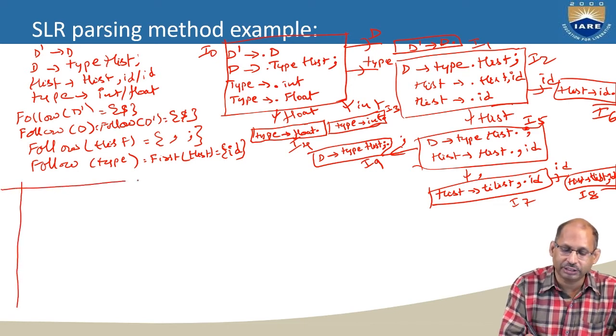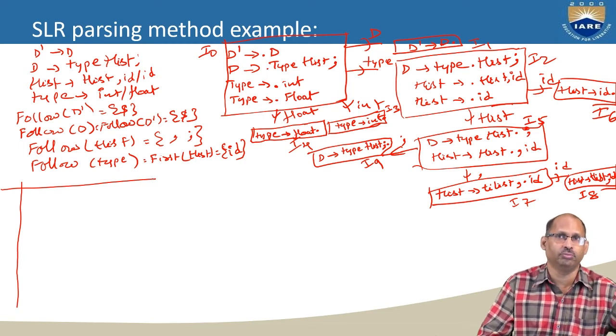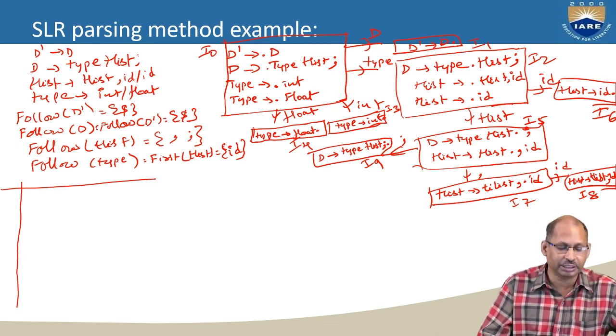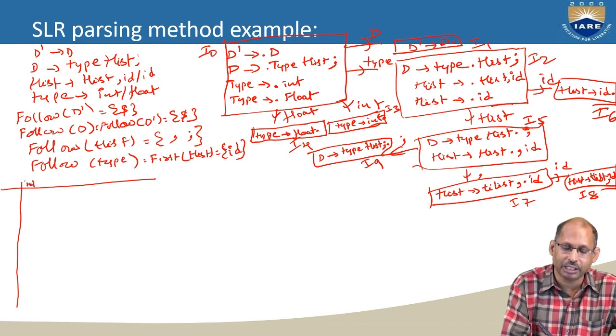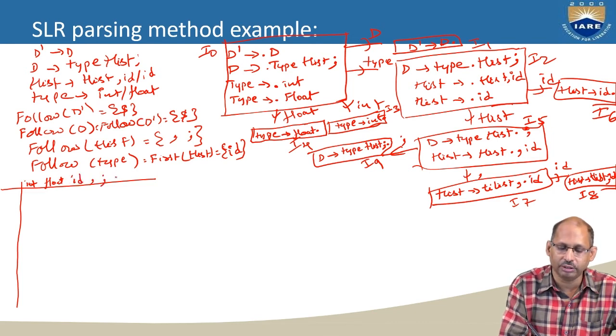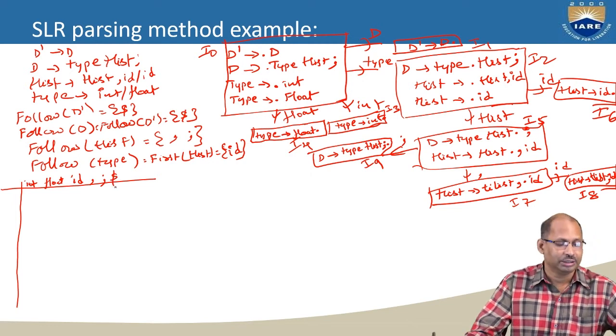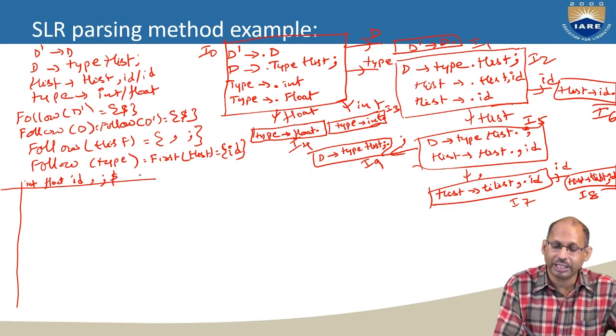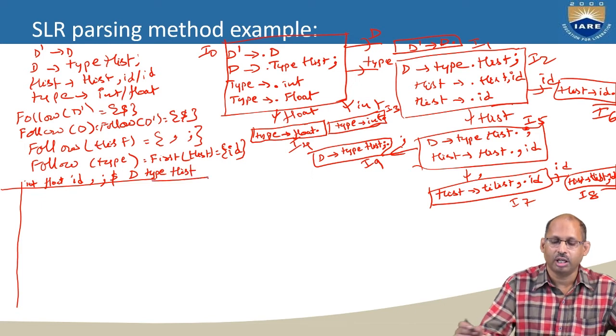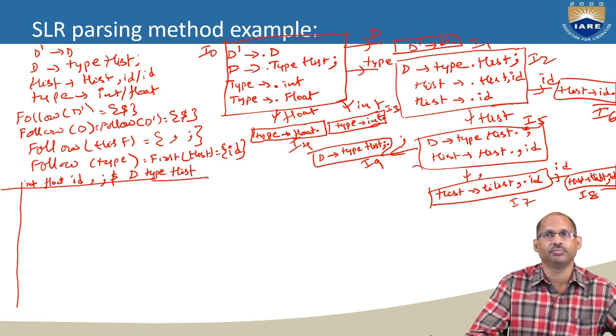The table consists of action and go to parts. Action will consider terminal symbols. What are the terminal symbols? Int, float, id, comma, semicolon, dollar sign. These are the terminal symbols. Then what are the variables? D, type, T list are the variables. The variables are the go to part and terminals are the action part.